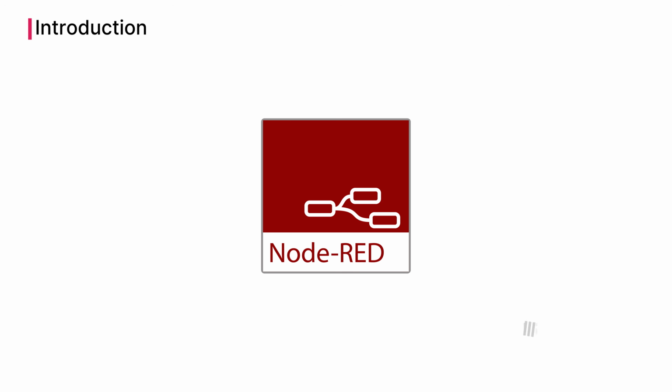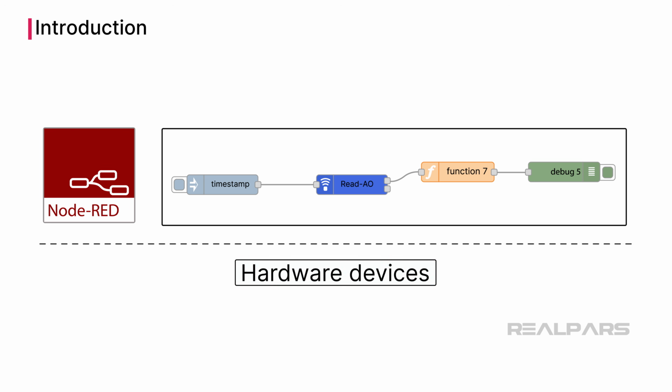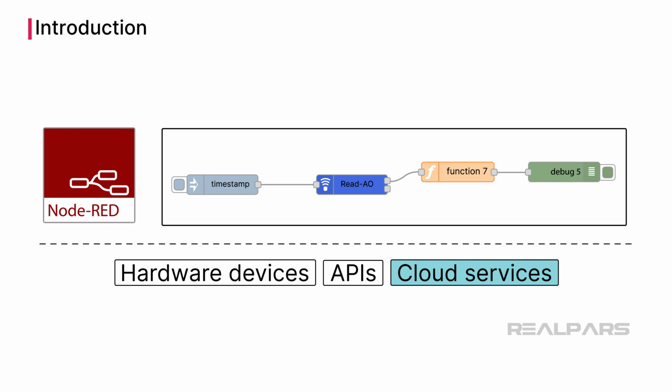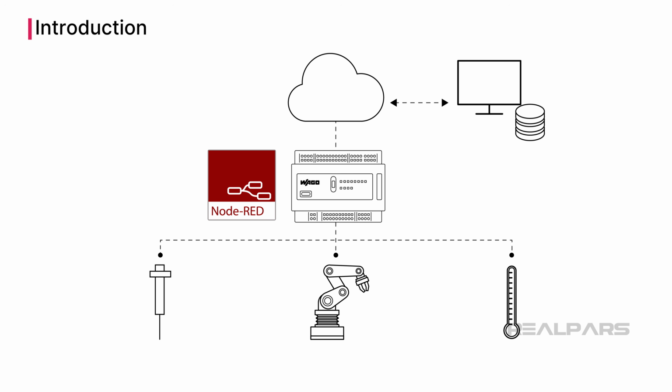In my previous video, I introduced you to Node-RED. In that video, I explained that Node-RED is a graphical programming language that is used to connect hardware devices, APIs, and cloud services. If you missed that video, you can find it linked in the description below.